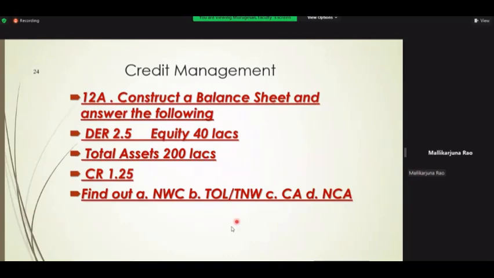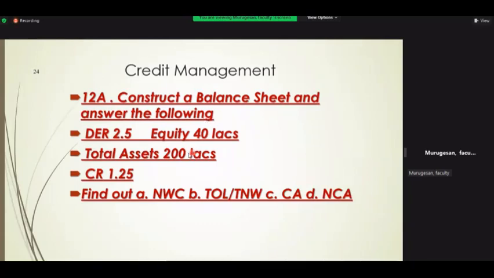Sir, can you elaborate TOL, sir? TOL means total outside liability. This is the abbreviation. That means current liabilities plus non-current liability. Both you have to total. You can note down: TOL is equal to CL plus NCL. TNW means tangible net worth actually. You have to deduct the intangible assets if any. Now here intangible assets are not there. So the total equity 40 lakhs is the TNW.